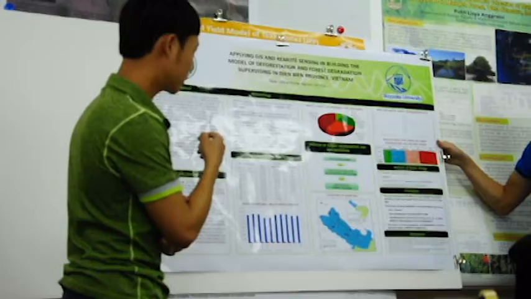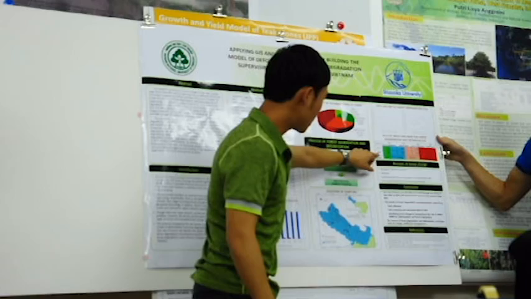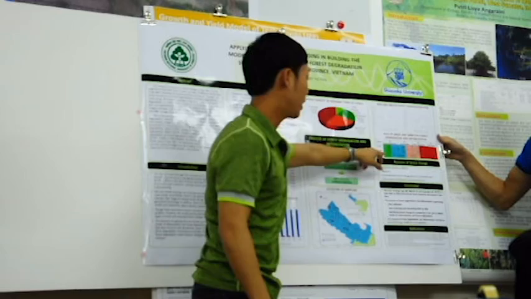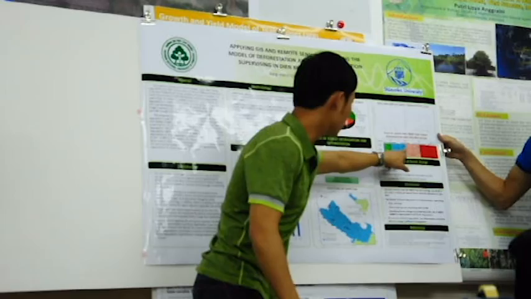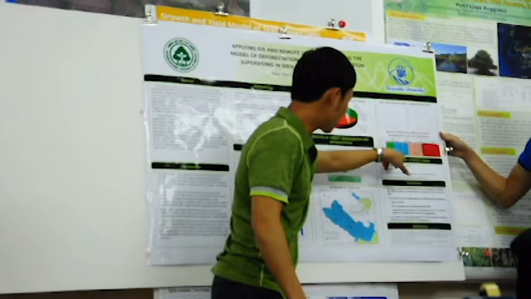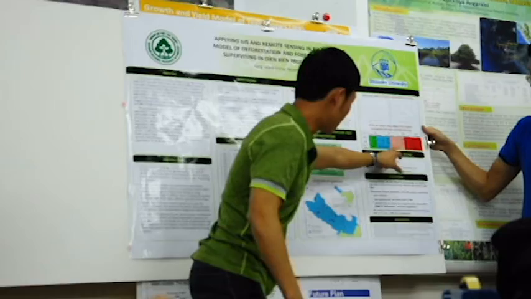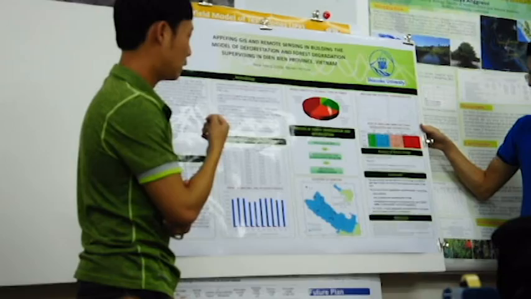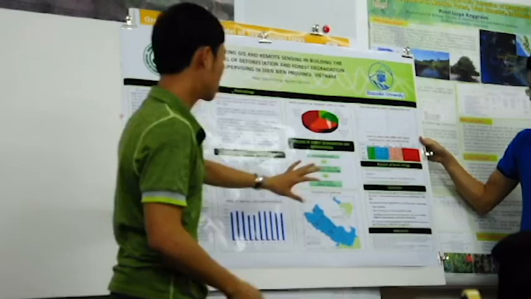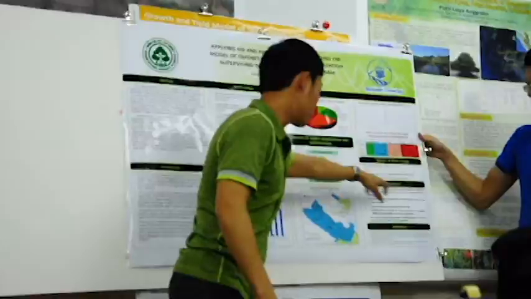As you can see, it depends on the index that we use. NDVI is the normalized difference vegetation index, and dNBR is the normalized burn ratio. From 0.052 to 0.074 is forest degradation if you use the NDVI index, and from 0.011 to 0.018 is forest degradation if you use NBR. We also figured out some problems, the causes that lead this place to deforestation and forest degradation.